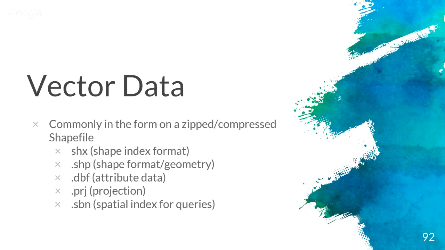You can't just send the .shp. You need to actually zip it all together, and then you can email it to a friend. But you need everything to use it in a GIS.